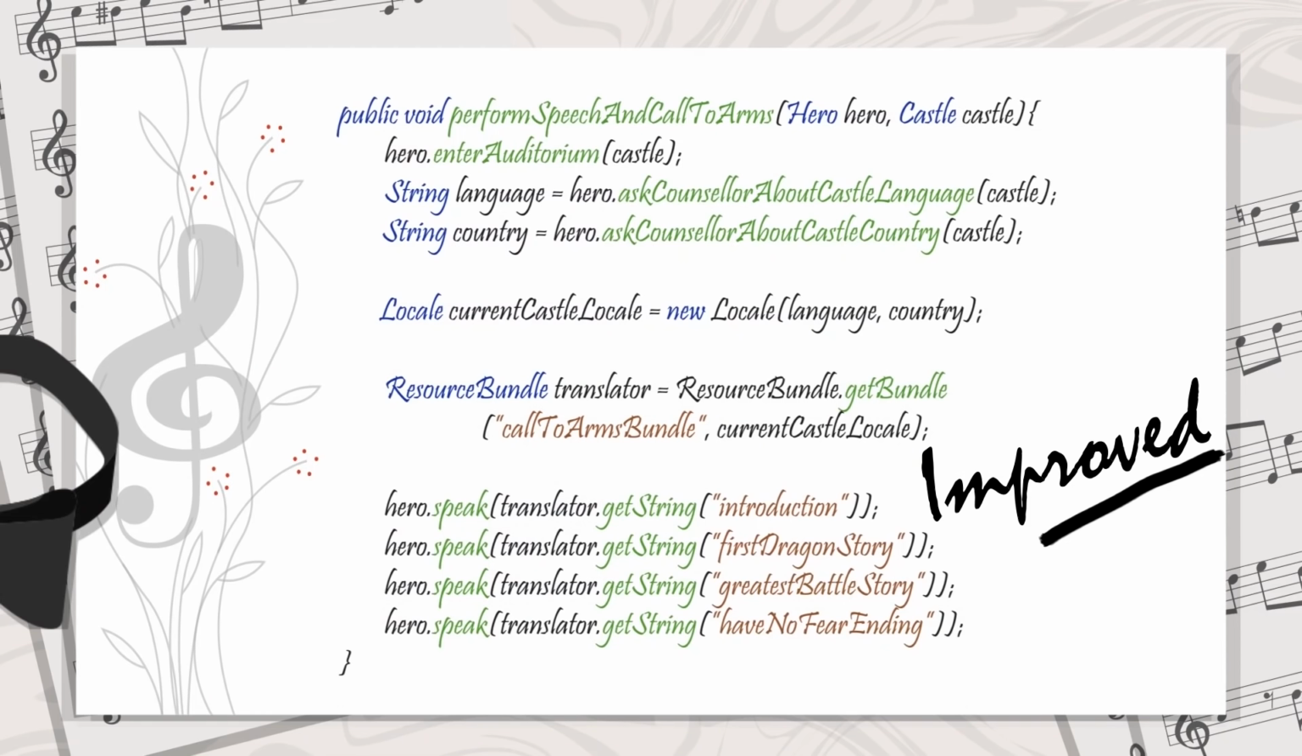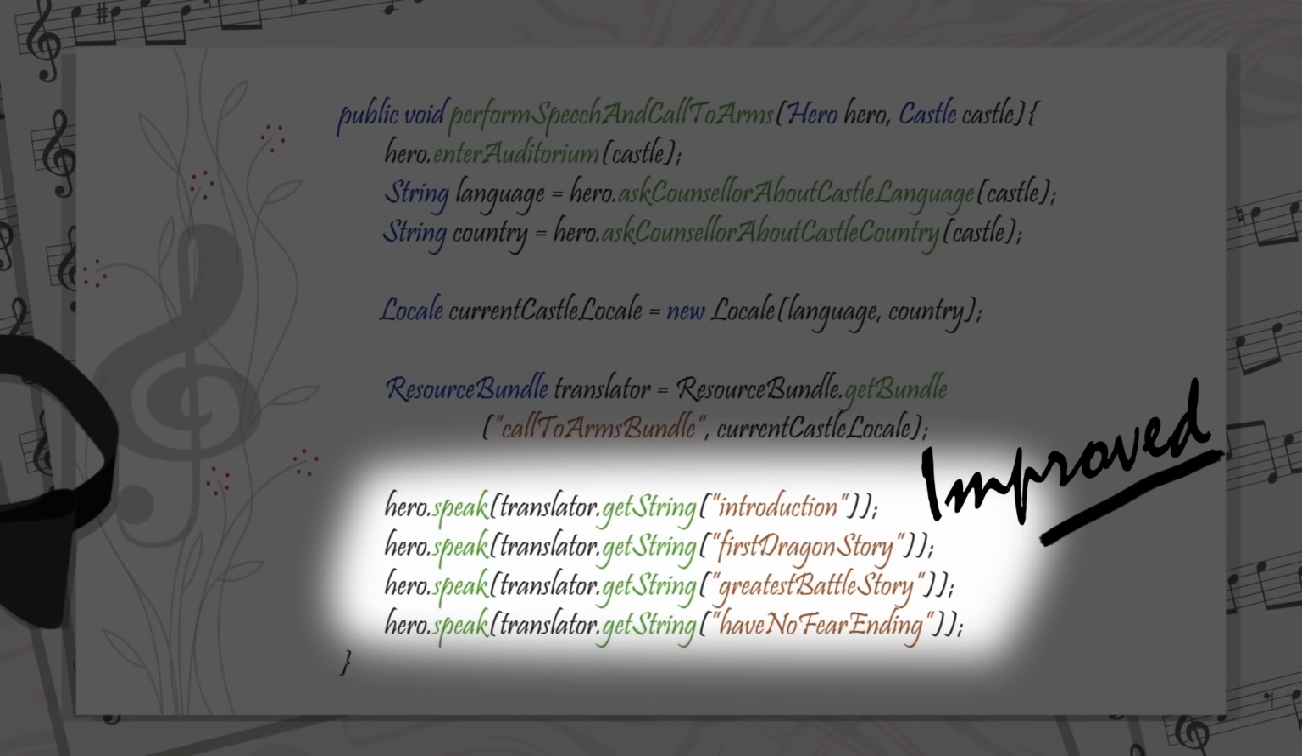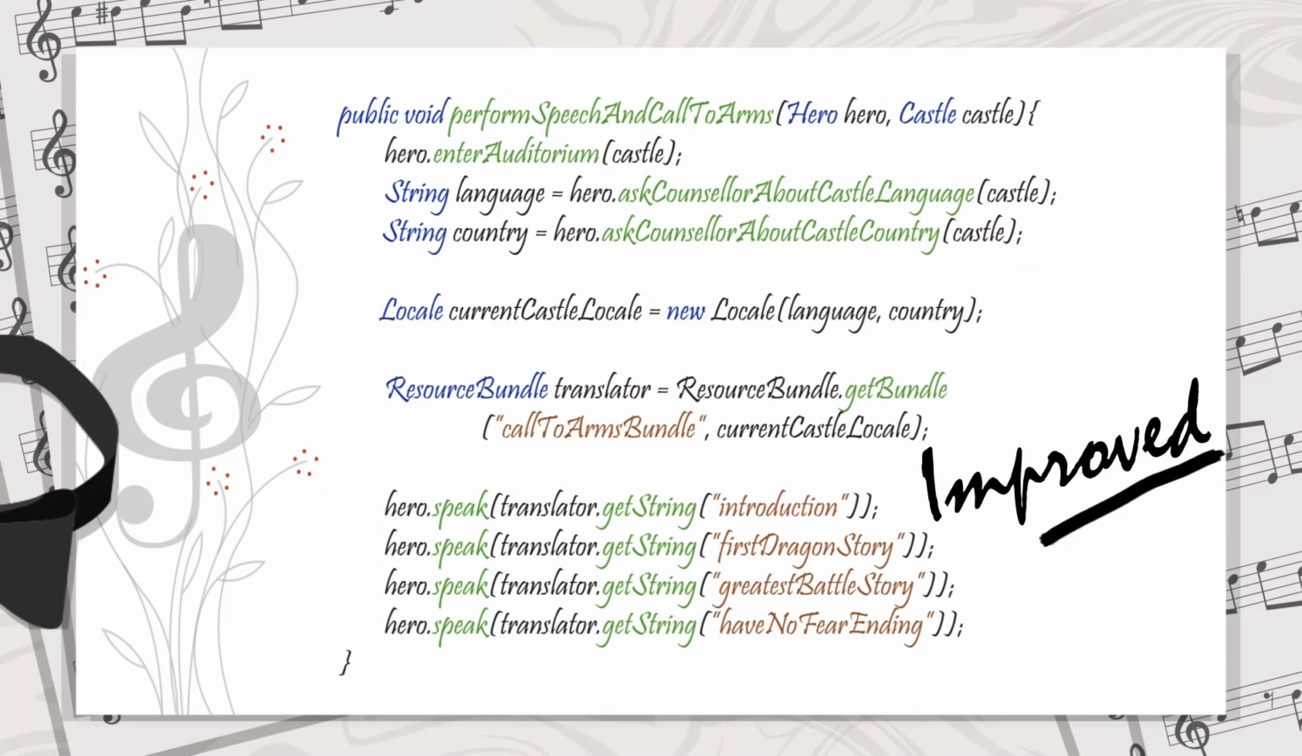Code-wise, we tell Java which property file containing language-specific text should be used. Our hero can speak always the same, and our translator will take care of the right message for us. Now our hero can do what he is best at and forget all that lousy paperwork.